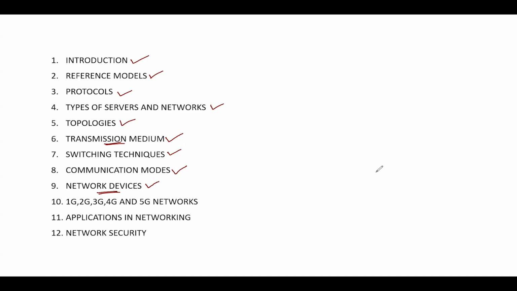Then we will see briefly about 1G, 2G, 4G, and 5G networks. What is the meaning of each one of them? We will see briefly. After that, we are going to also see applications in networking. What are the different applications? We will learn them once again briefly. Also, at the end, we will see the network security. So all these topics are going to be covered in your chapter 15, and we will go one by one. All right. So this is about your syllabus when it comes to the networking.